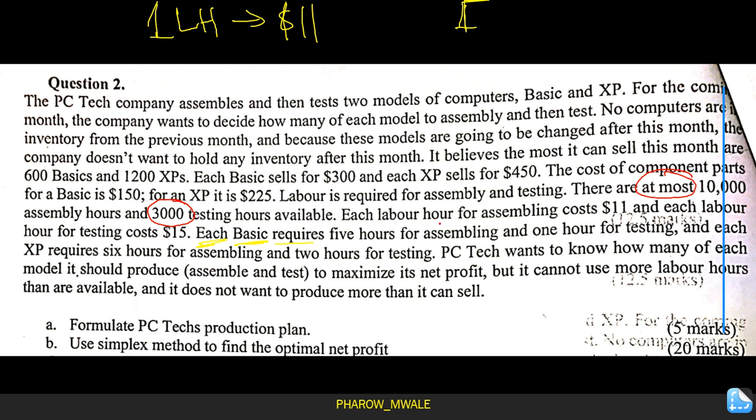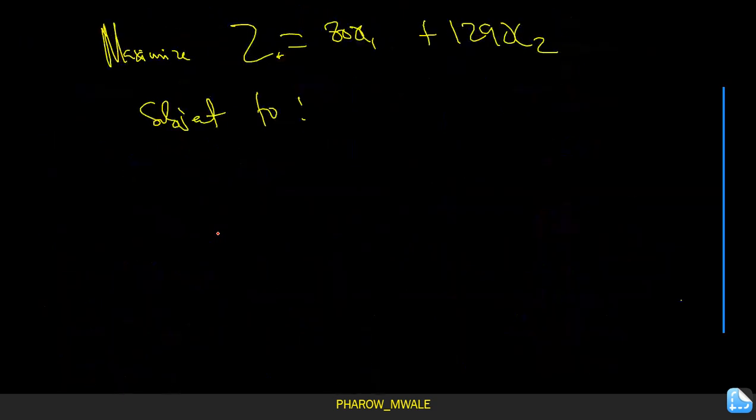Each labor hour for assembling costs $11, and each labor hour for testing costs $15. We have already handled this. Now each basic requires 5 hours of assembling. Okay, now remember the cost here we have is what? For assembly. So I'm going to do this.